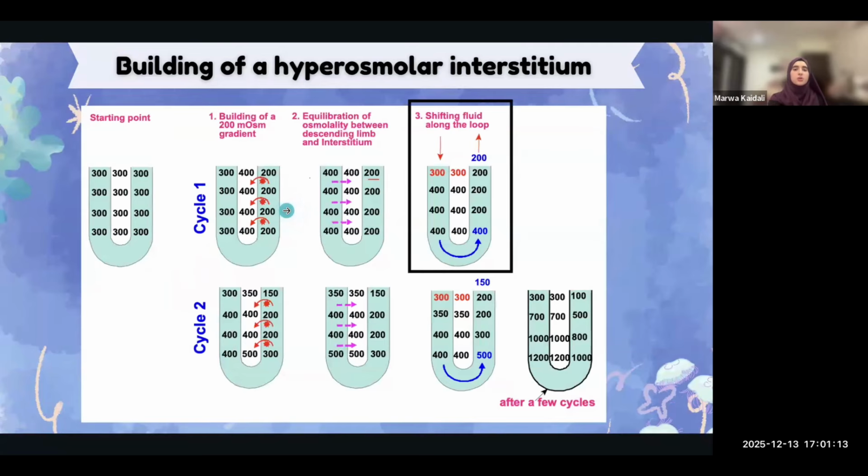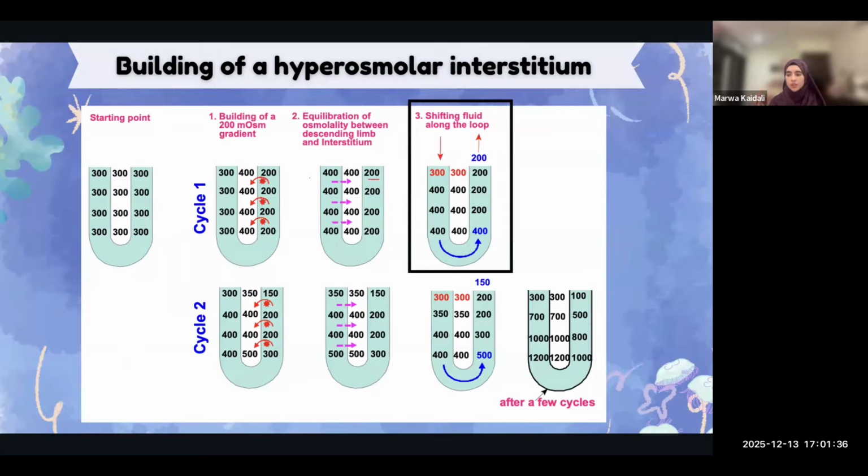So again, step 1, we're building a gradient of 200 milliosmol between the ascending limb and the interstitium. Step 2, we're making an equilibrium between the interstitium and the descending limb. So we're having equal osmolality between the interstitium and the descending limb, and we do that through the reabsorption of water.